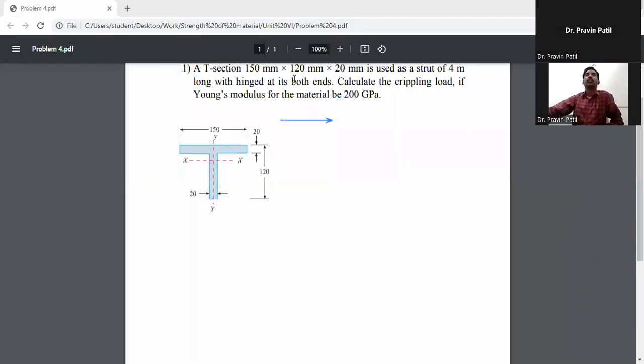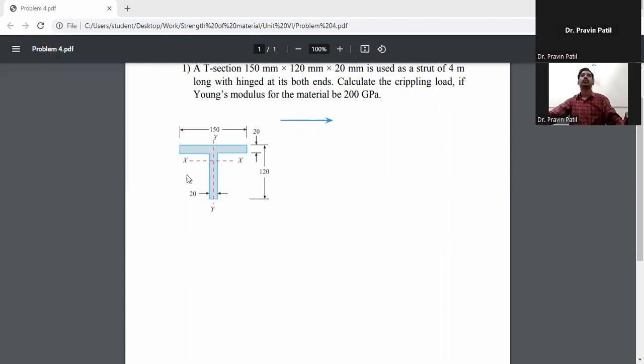A T section 150 mm by 120 mm by 20 mm is used as a strut of 4 meter length, hinged at both ends. Calculate the crippling load if Young's modulus for the material is 200 GPa.